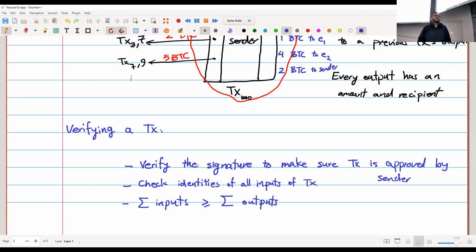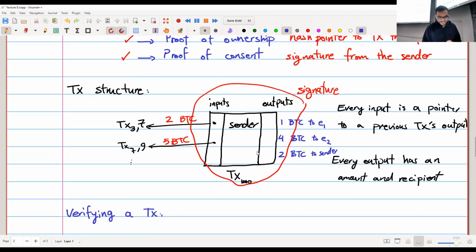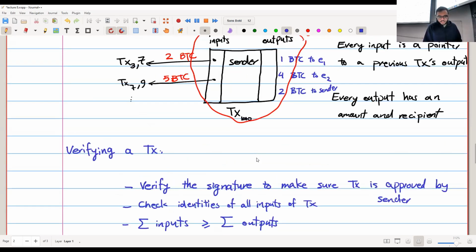I say it should be greater than or equal. I don't care if you burn your own money, okay? So you can have a situation where you get like 7 Bitcoins in, and then you only transfer 5 of them. If you do that, you've burnt the other 2 Bitcoins. Okay, just don't do that. So these are the things that I have to check.